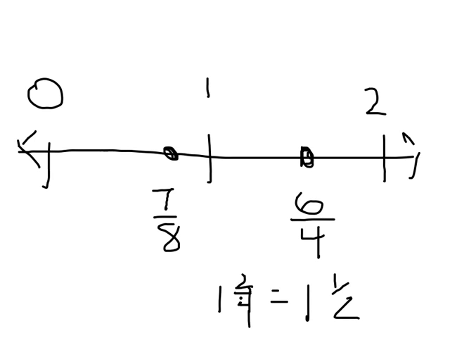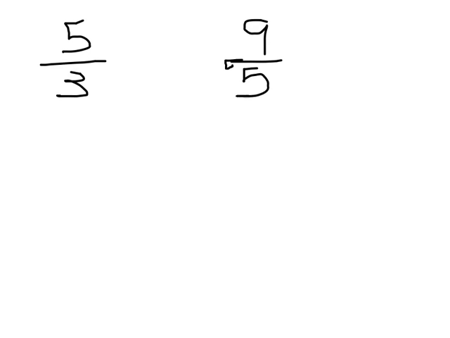So let's look at one other pair of fractions here. Go ahead and write these two fractions on your whiteboard and then pause. So we have 5 3/4 and 9/5. Go ahead and write those on your whiteboard and we'll wait for you.